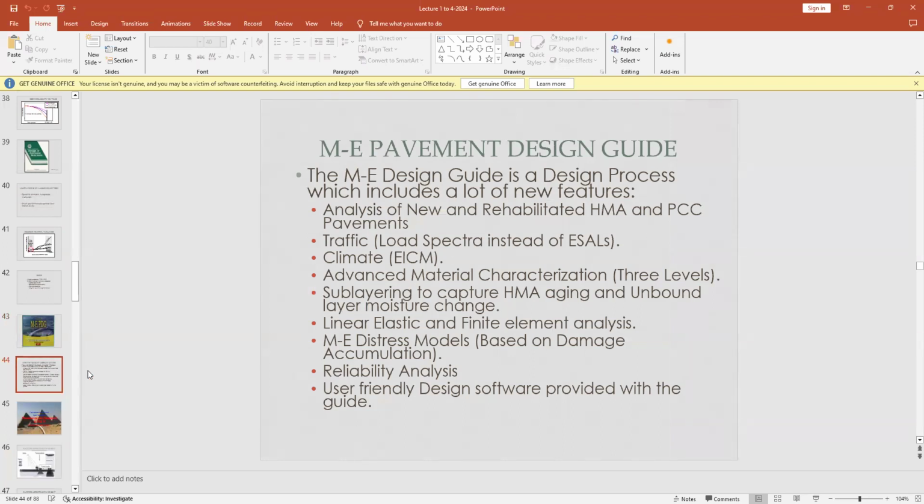So what is this ME guide? Just for knowledge, it analyzes new and rehabilitated pavement. HMA means hot mix asphalt pavement. It analyzes the traffic. Instead of ESAL, they say load spectra. Between these two loads, the traffic in a region is accommodating 2-axle loads, 3-axle loads, and buses.